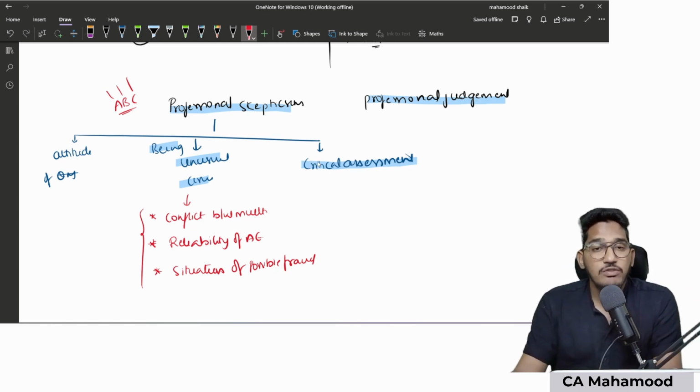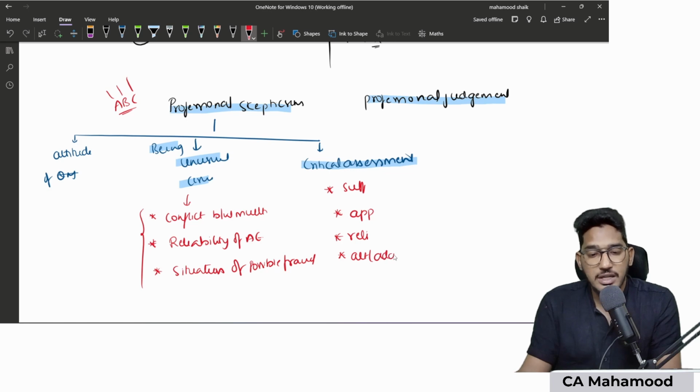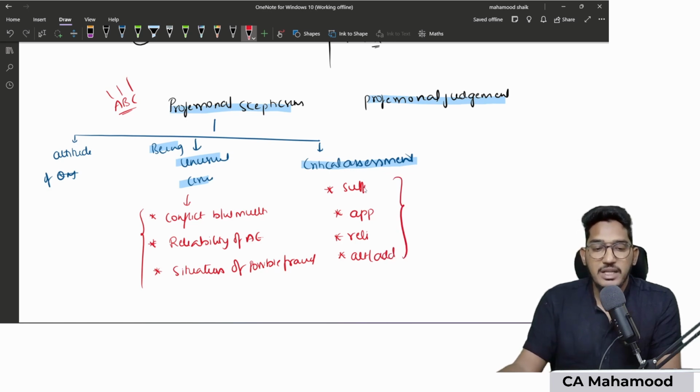And when I say you have to make critical assessment of audit evidences, that means you have to critically analyze whatever audit evidence you have gathered. You have to analyze audit evidence from multiple perspectives. Is the evidence obtained sufficient? Is the evidence obtained appropriate? Did you get the evidence from reliable sources? And is there any requirement of alternative or additional evidences? So like this, from multiple perspectives, you need to critically analyze the audit evidence.